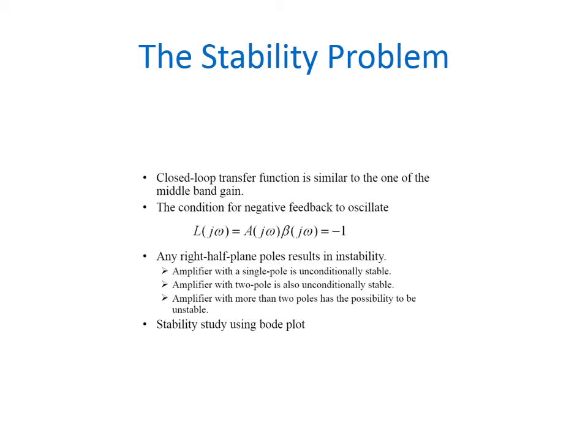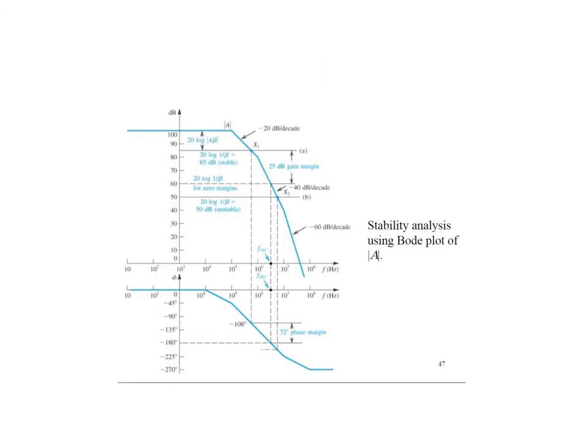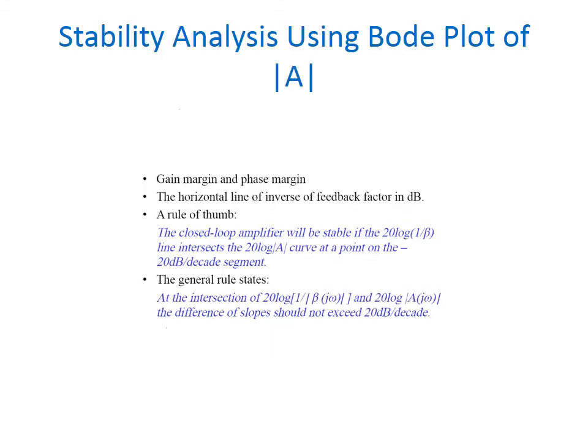Stability can be studied using the Bode plot. Gain and phase margin: the gain margin represents the amount by which the loop gain can be increased while the stability is maintained. Unstable and oscillatory, stable and non-oscillatory: only when the phase margin exceeds 45 degrees or the gain margin exceeds 6 decibels can the amplifier be stable. So this is the stability analysis using the Bode plot of A.